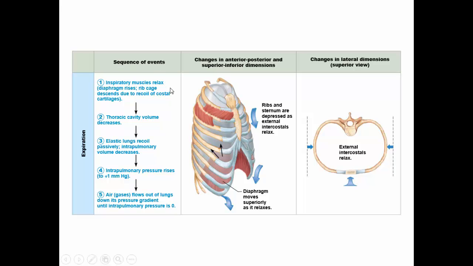As we see in expiration, when the muscles relax, the diaphragm bows back upward, the ribs fall back to their normal position. That decreases the space, increases the pressure, and air is forced out.